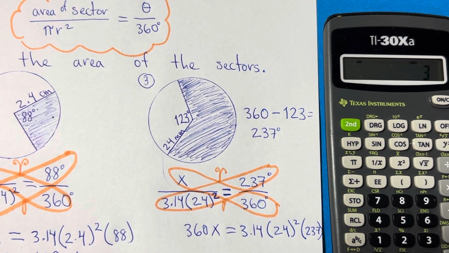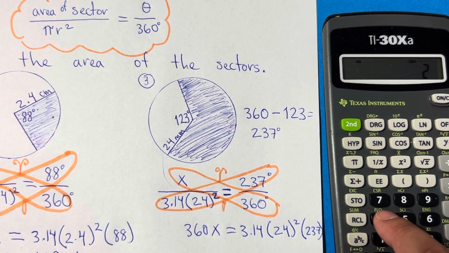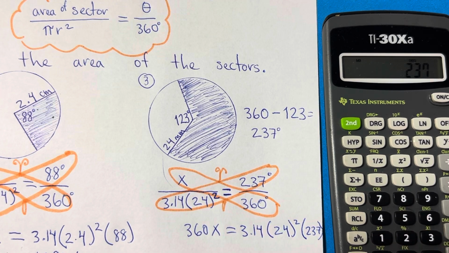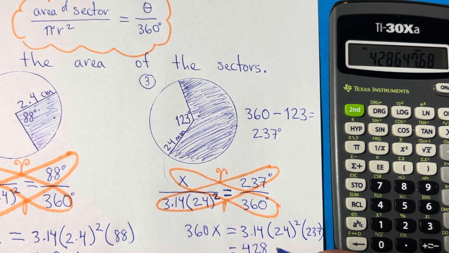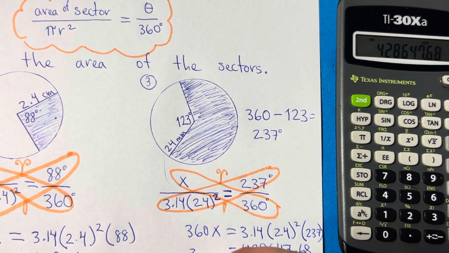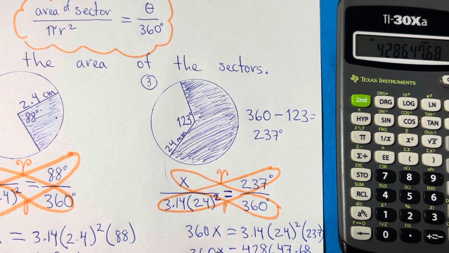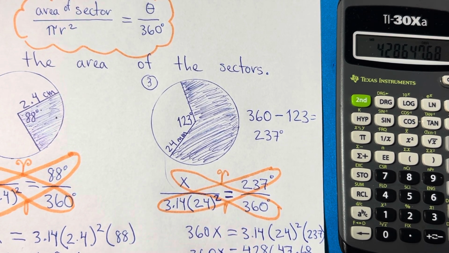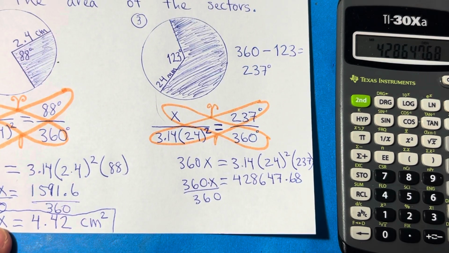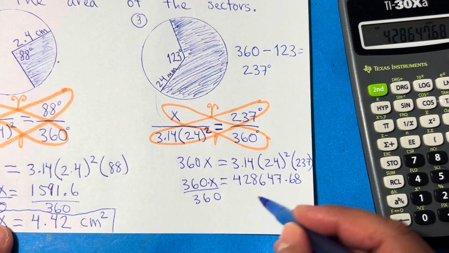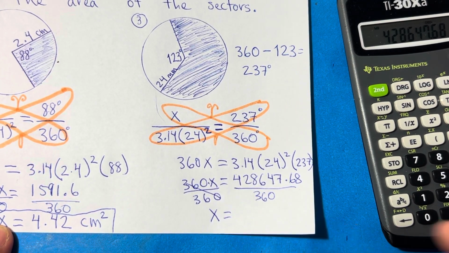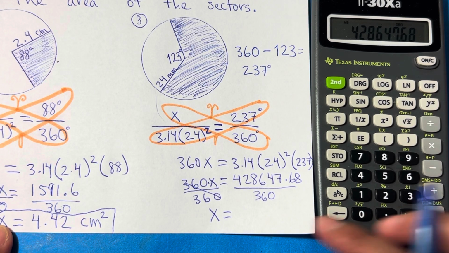So 3.14 times 24 squared times 237 equals 428,647.68. On the other side, we just bring it down. Since this is multiplication, we cancel by dividing. So we cancel by division on both sides. This cancels and we get x equals, divided by 360.